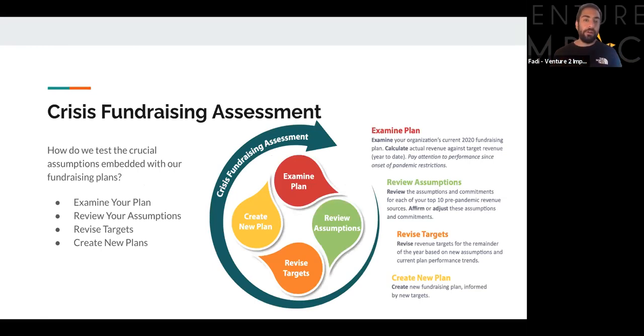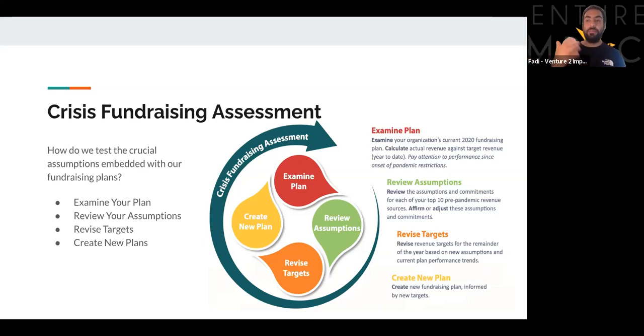So if you're a visual learner, what we really want to help you understand and get familiar with here is this process. So begin with examining your plan. Examine your organization's current 2020 fundraising plan. Calculate actual revenue against targeted revenue. So how much did you think you were going to get in revenue this year, and how much did you get thus far, your year-to-date revenue actuals? And then pay attention to that performance and ask yourself, what happened? Can you identify what happened? Did some of your donors lose their jobs and can't support you anymore?